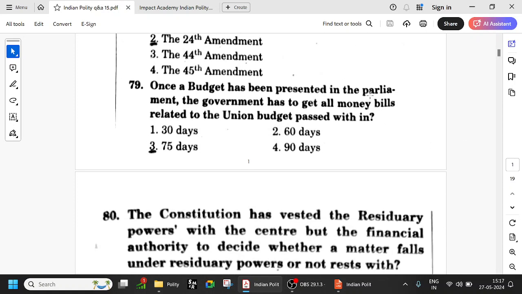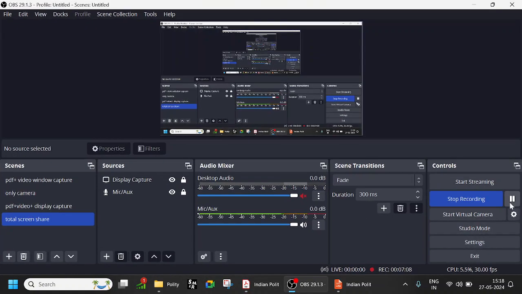So once a budget has been presented in the parliament, the government has to get all the money bills related to the union budget passed within 75 days. So let us quickly cross check this.